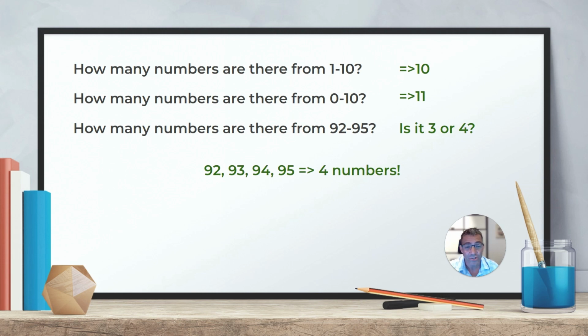Well, from 92 to 95, if we count them out, we actually have 92, 93, 94, and 95. So we have 4 numbers. And when we do 95 minus 92, we get 3. So we need to be clear on the fact that there's an extra number because it's 92 to 95, including the 92. So we can say 92 to 95 inclusive.